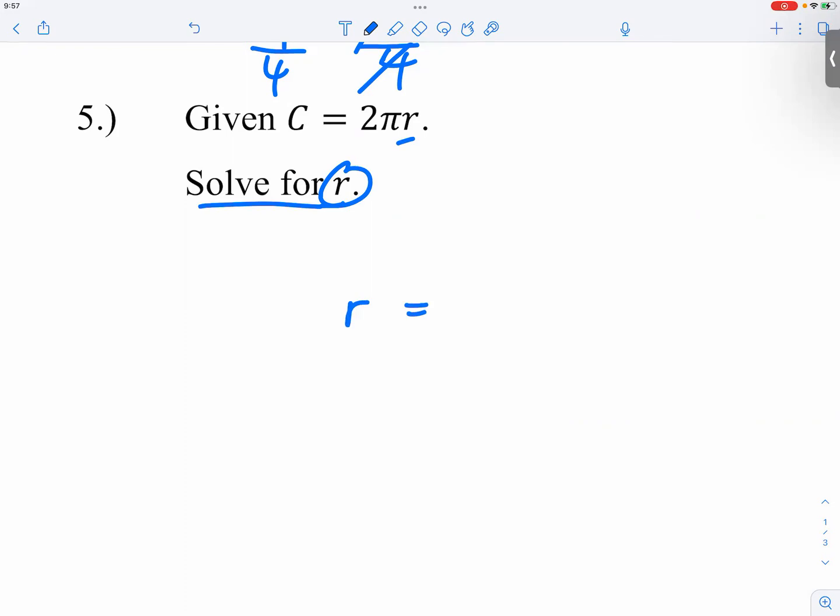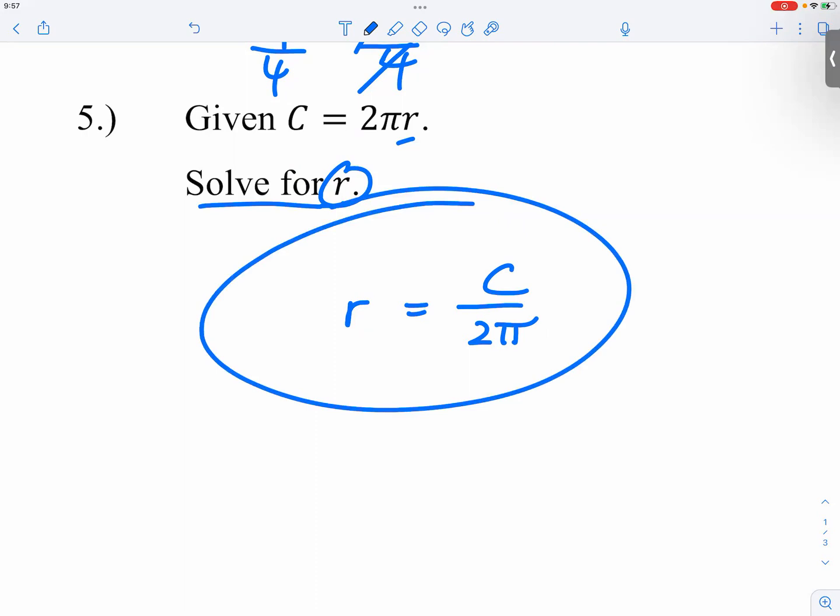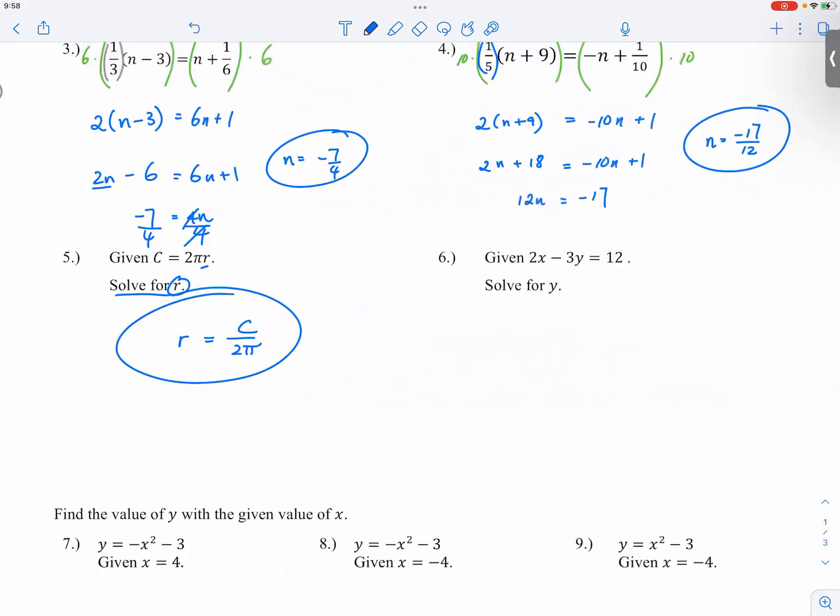What do we do with the 2 pi? Because 2 pi is stuck with R at the moment. How can we get rid of the 2 pi? Divide by it. And that's the answer. Make sure you know the language. The language asks you, hey, please get R by itself. You're like, oh, sure, my pleasure. Let me get things out of the way.